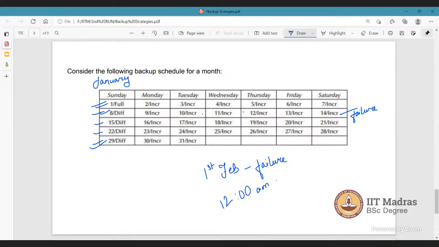I have one question over here. Actually, you are asking that on the 14th there is a failure, right? Yes. But first I have taken one full backup, and then after that incremental backup and one differential backup, and then 1, 2, 3, 4, 5, 6 incremental. But when I'm taking the backup, if there is a failure on the 14th, then the earlier ones will be there, right? Why should I take them?